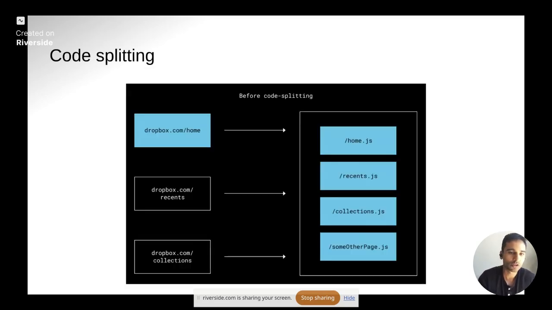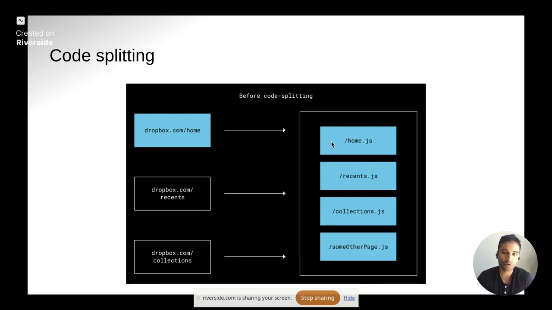Another technique is called code splitting, and this is a very interesting technique. Instead of downloading one huge monolithic bundle of code, code splitting lets you download smaller chunks of code, which allows you to parallelize the fetching of these chunks. And of course, fetching multiple chunks concurrently is a lot faster than fetching one huge monolithic chunk. Another really cool thing about code splitting is, let's say you're visiting dropbox.com/home.